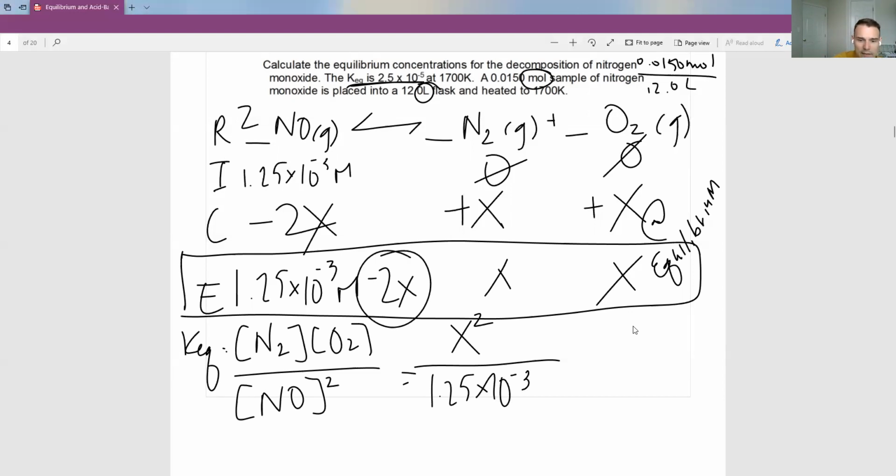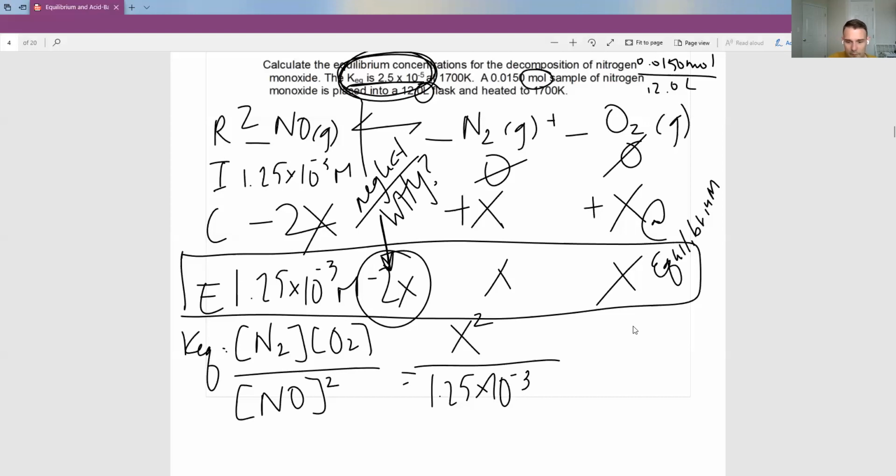Now this 2x, I'm going to neglect it. I don't care about this minus 2x. Why? Because my KEQ value is so small. Since it's so small, only a very small amount of the nitrogen and oxygen will be made. And so I can neglect it, and it doesn't really change the amount of the nitrogen monoxide. If you don't believe me, just watch this.